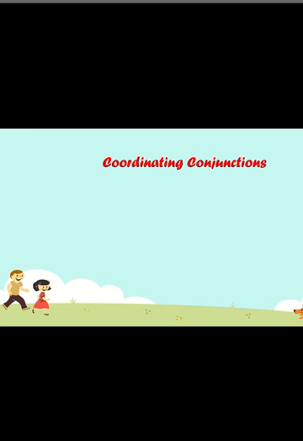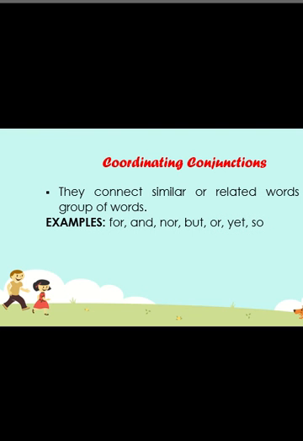Okay. For the coordinating conjunction, they connect similar words or related words with each other. And I'm talking about fanboys, that is for, and, nor, but, or, yet, so. Okay? Remember that the acronym fanboys, pag sinabi natin coordinating conjunction, alam nyo na agad, that is fanboys. For, and, nor, but, or, yet, so. Fanboys.